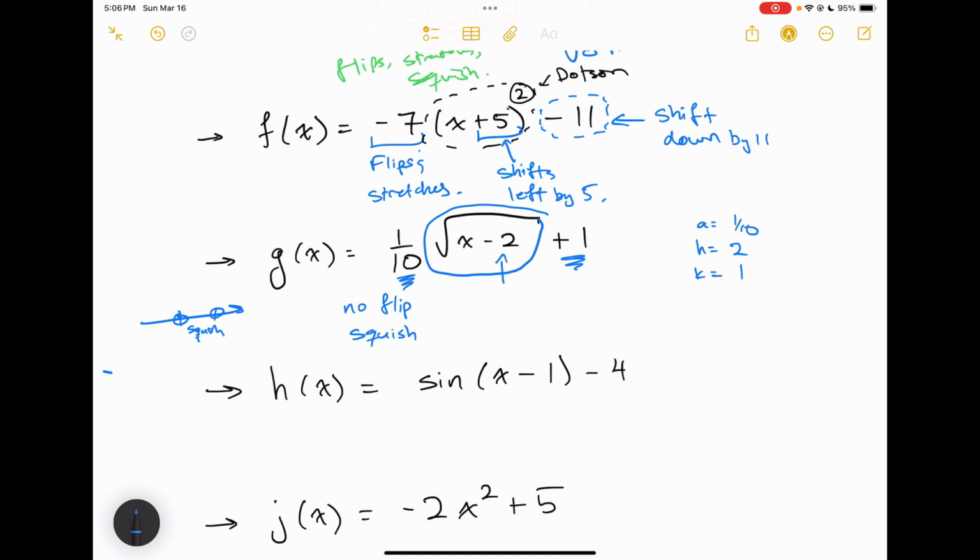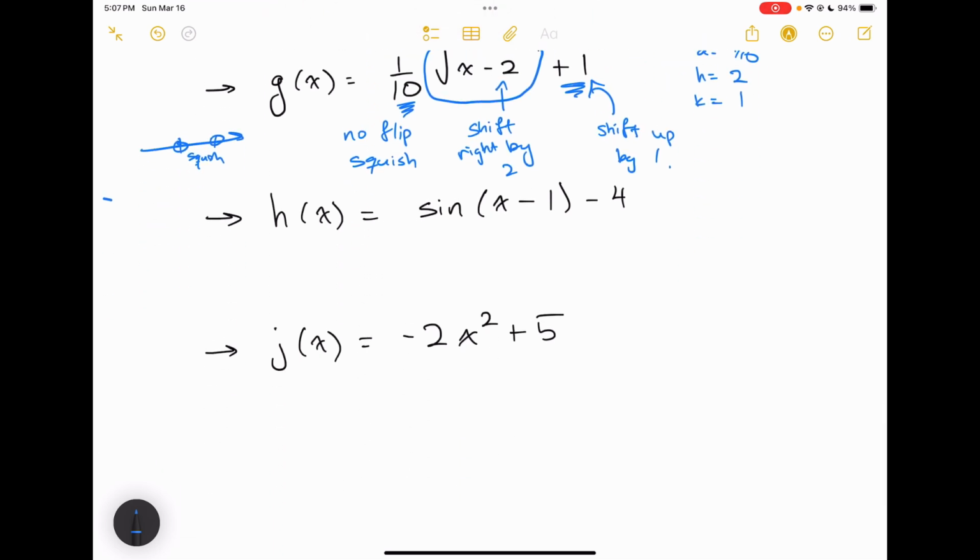Meanwhile, over here, I have x minus 2 on the inside. Since we have x minus, we know that it's going to be a right shift. Right by, in this case, since it's 2, it's by 2. And finally, the easy one, the k being added on the outside. That means that we shift in an up and down fashion. Since k is positive, it shifts up by 1.